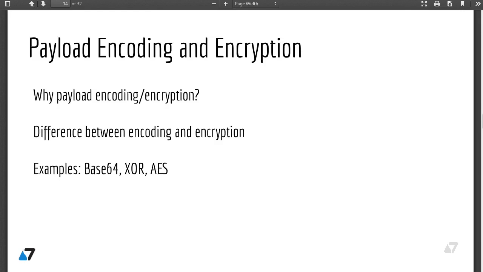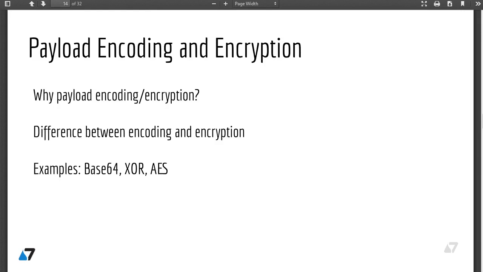So what are the examples of both? I've already mentioned base64 as an example for encoding. AES, or Advanced Encryption Standard, is also a known standard for encryption, and this is another obvious example. So what about XOR? XOR is a simple logic operation, which is the simplest method for encryption.